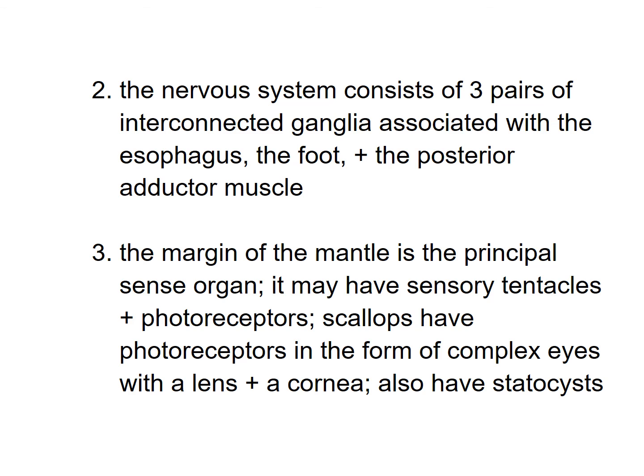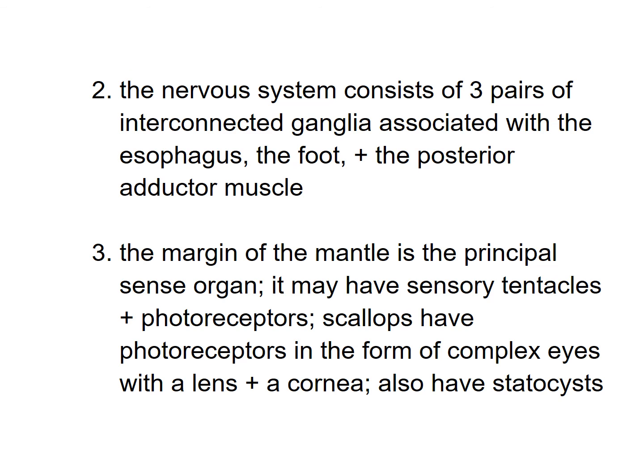As mentioned previously in this presentation, bivalves don't have a very distinct head region. And in fact, it's reflected in the nervous system. The nervous system in bivalves consists of 3 pairs of interconnected ganglia. And those ganglia are associated with the esophagus, the foot, and the posterior abductor muscle.